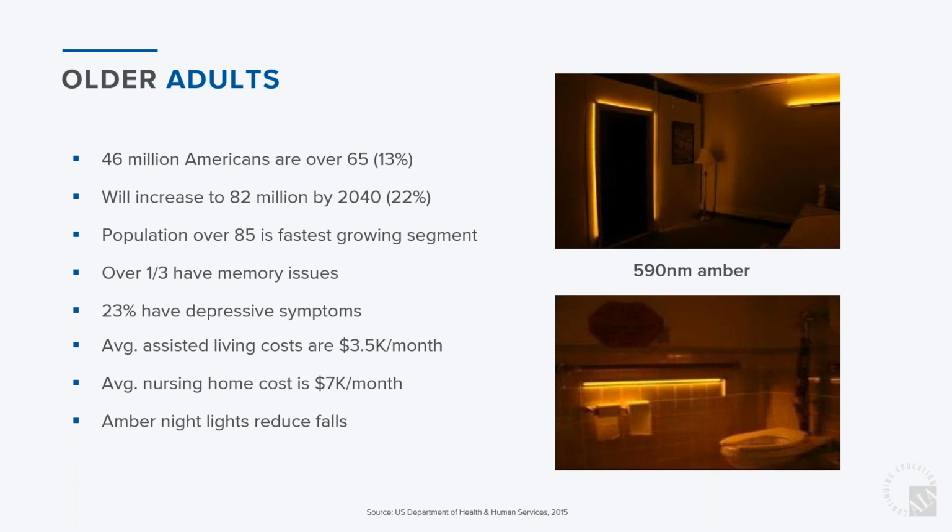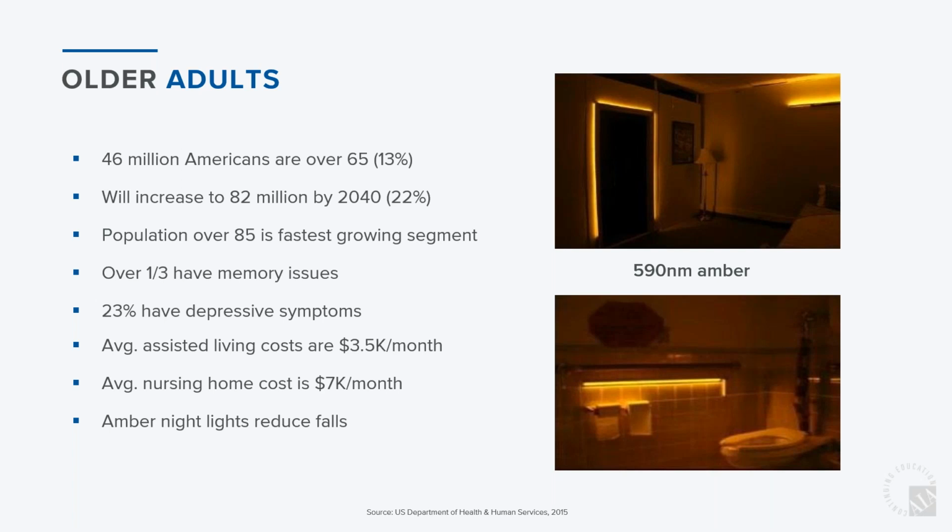Over 1/3 have memory issues. And we all know as we get older, our memory doesn't serve us as it once did. I mean, I have memory issues now and I'm only 29. Within this group, they're going to be dealing with some different things. So you have memory, and then 23% have depressive symptoms. That's a relatively large number to have depressive symptoms.